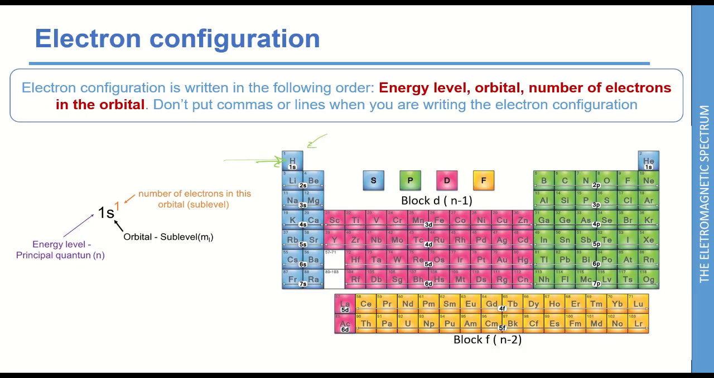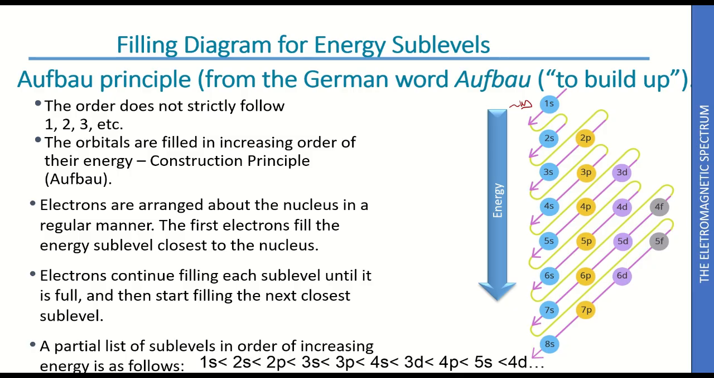So remember, let's talk about this: it will be the street, and then we have the number of the house where the element is located, and we have the number of electrons in the orbital. So don't put commas or lines when you're writing the electron configuration. We have the energy level first, then the orbital sublevel, and then the number of electrons in this sublevel. Okay?